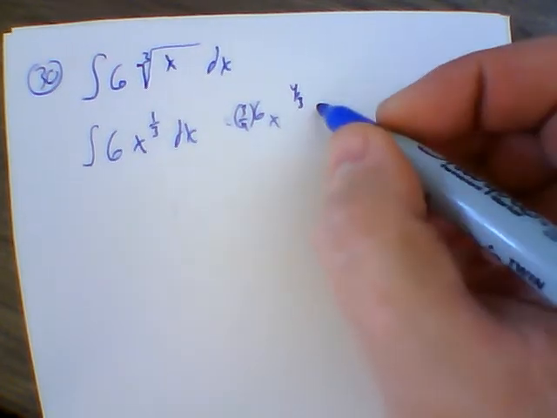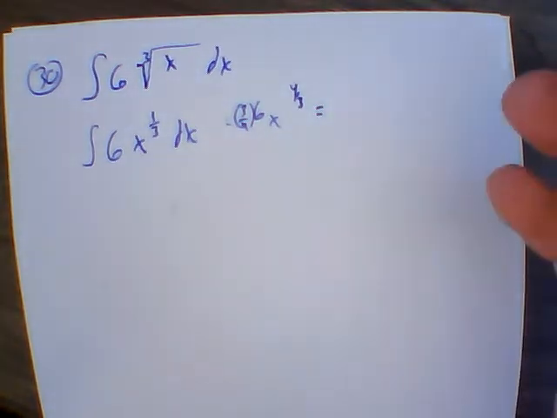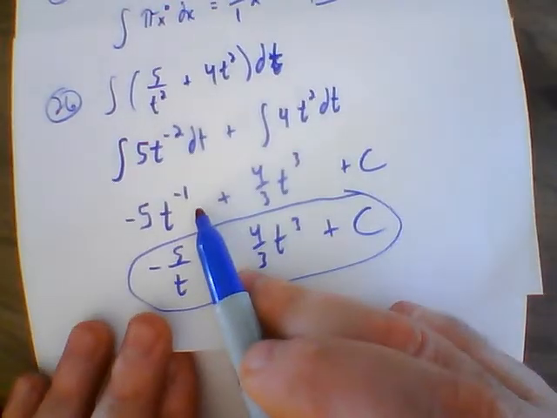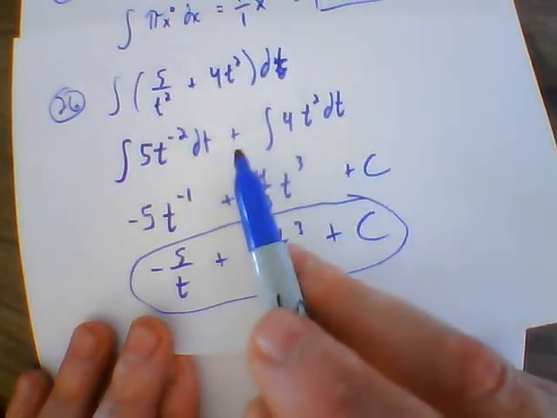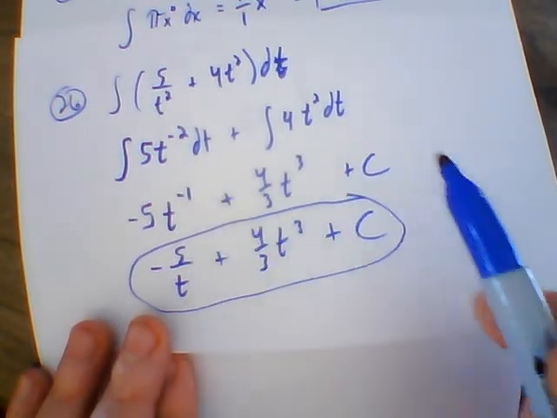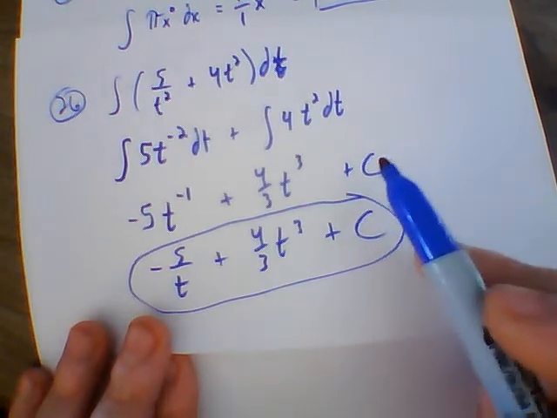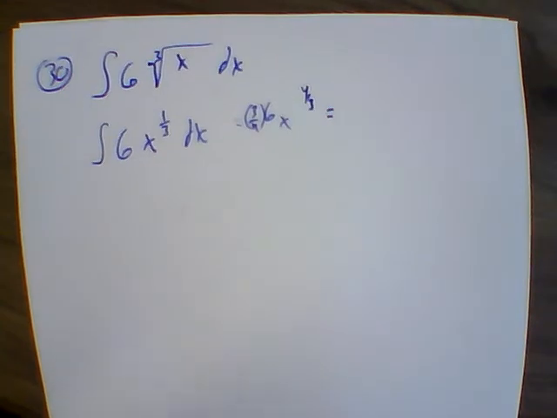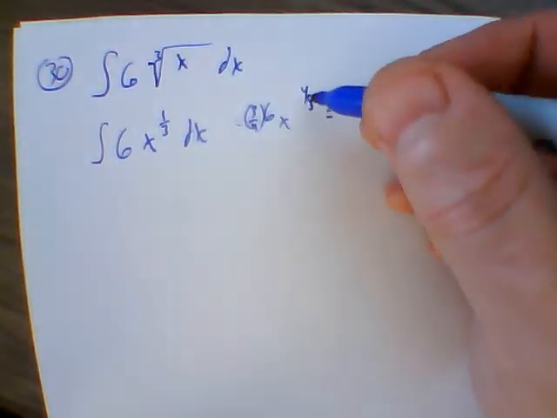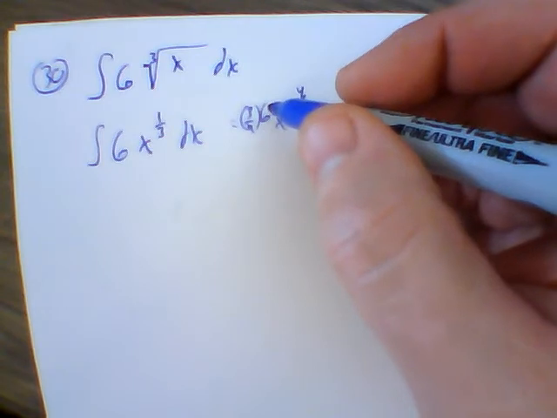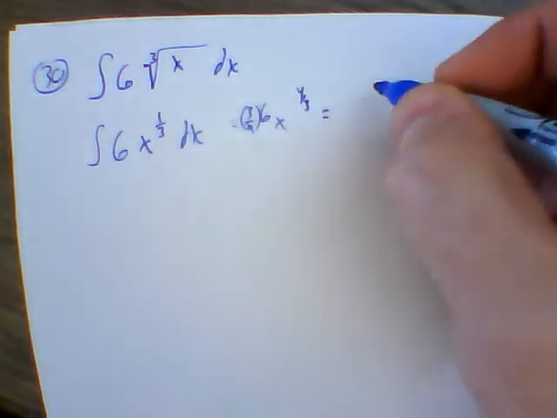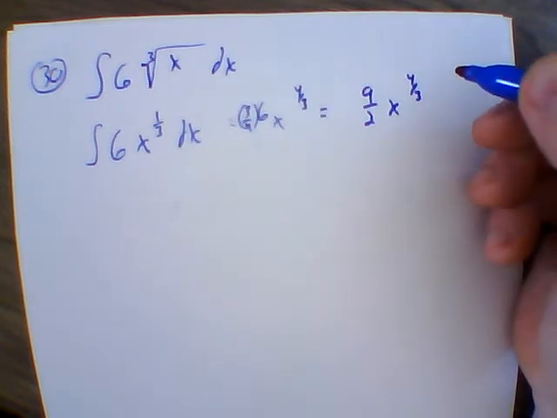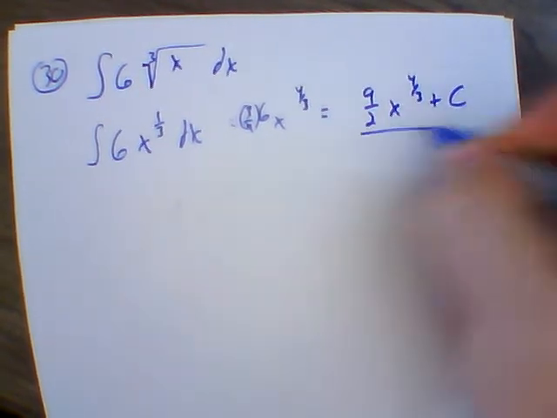but I'll wait till I get my final answer to add that plus c in, because it always just gets lumped together. Kind of like in that past one, I technically could have had plus c for each of these, but if I add an arbitrary constant and add another arbitrary constant, I just get a third arbitrary constant, so we just consider it to be lumped together. So considering what's happening here, we have 9/2 x to the 4/3 plus c.